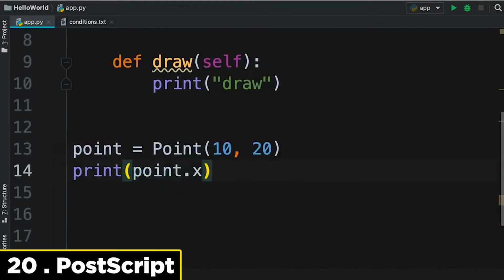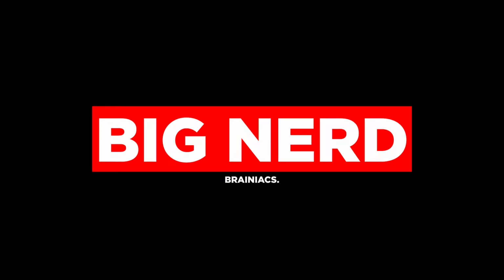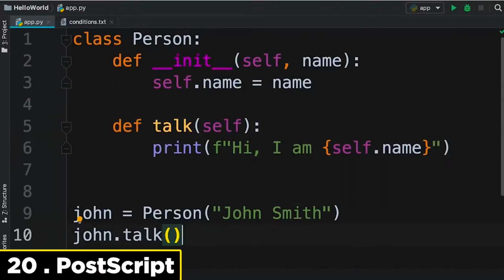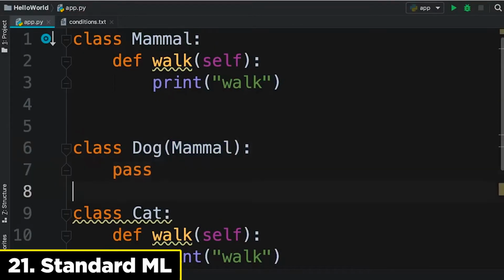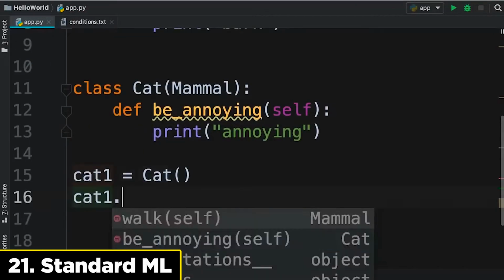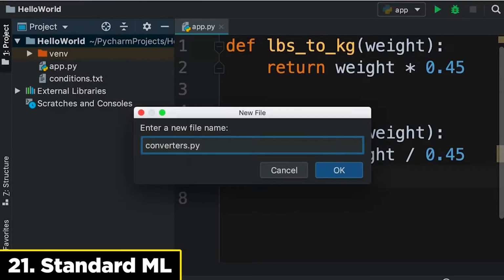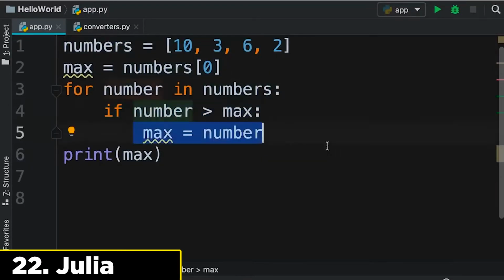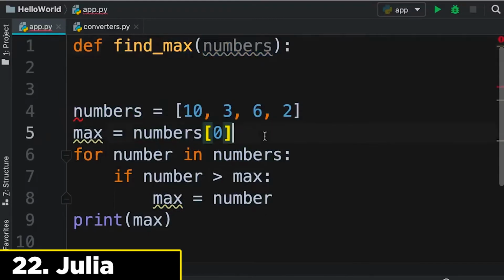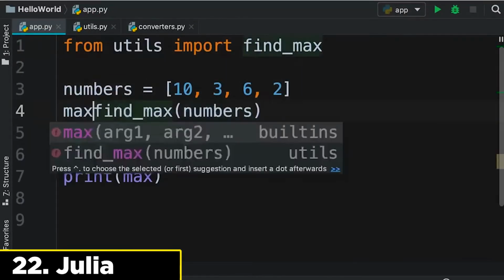This next category is what I call the big nerd languages. These languages are used to compute, analyze, and store data. Standard ML, for example, is a general-purpose language that is popular among scientists who like to prove theorems. Have you heard about Julia? No, not the person. I'm talking about the programming language. Julia is used for numerical analysis and computational science.